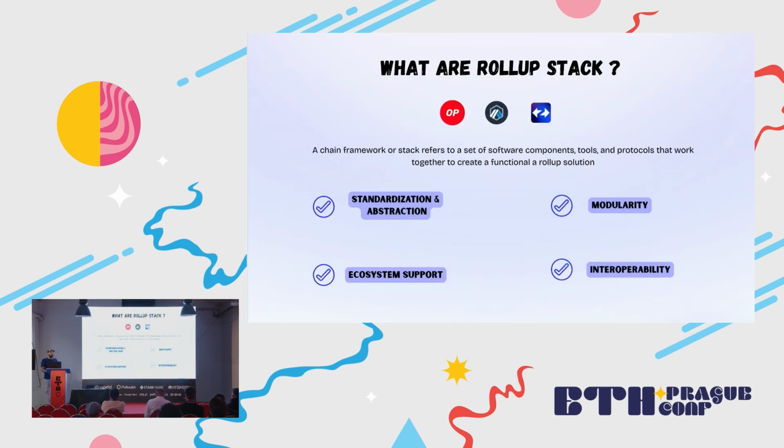So what is a rollup stack? A rollup stack is more like a chain framework that refers to a set of software components. Think of it like an SDK. Whenever you build an app, you already have those tools and protocols that work together to create functioning rollups. The advantage of using a rollup stack is standardization. They already provide a set of consistent tools and interfaces, making it easier for developers to deploy applications, and it abstracts away all the complexity.